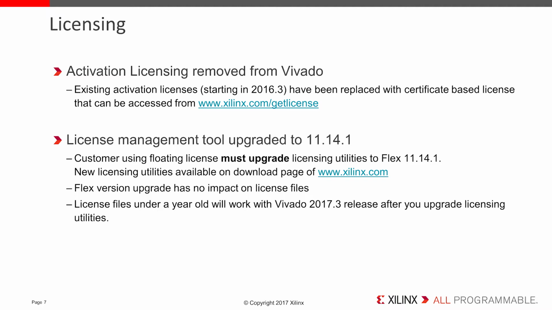Flex licensing management tools have also been upgraded to 11.14.1 version. As a result, if you are using floating licenses, then you must upgrade licensing utilities to Flex 11.14.1. All of the new licensing utilities can be found on the download page of Xilinx.com. It should be noted that if your license file is under 1 year old, then it is expected to work with Vivado 2017.3 after you upgrade the licensing utilities.